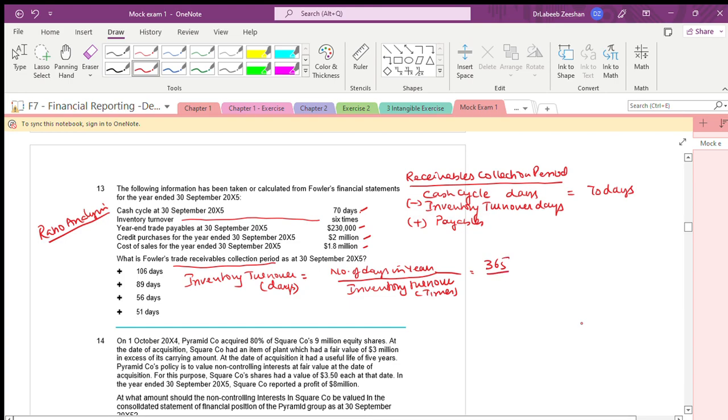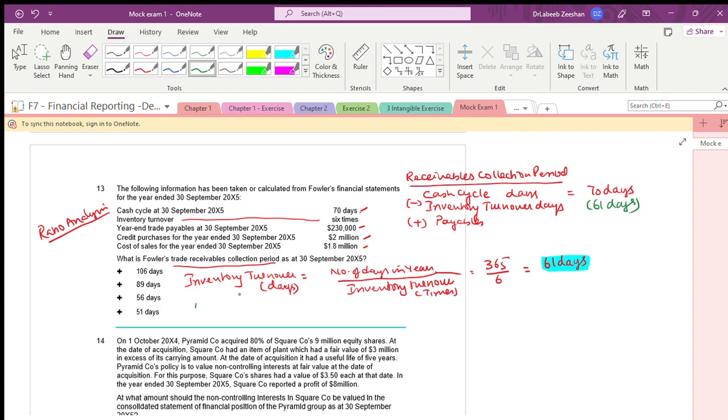365 divided by 6. How much will you get? 6 sixes are 36, so almost 61 days. How much? 61 days. Fine. Yes. 70 days minus 61 days.